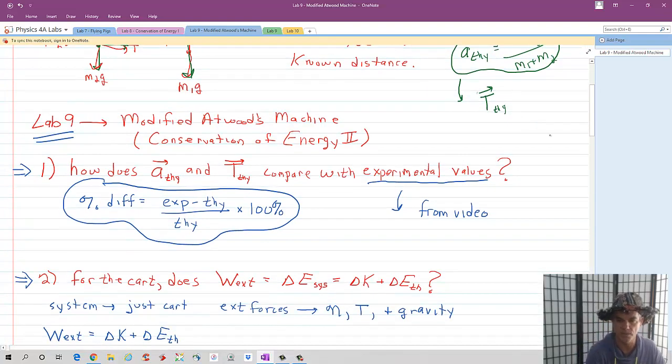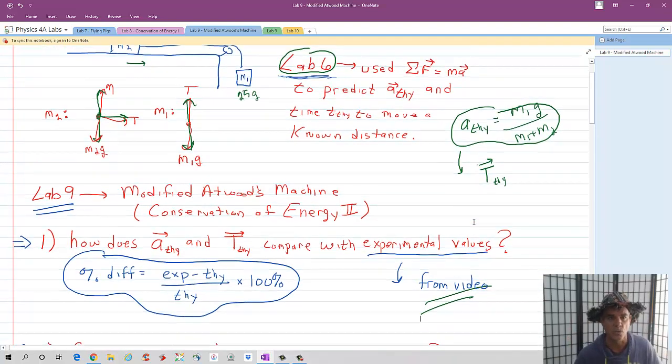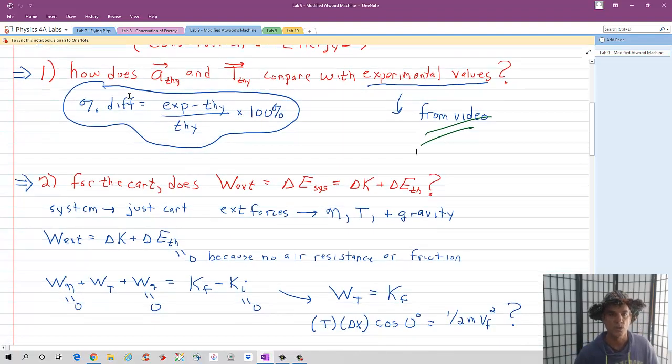So I'm going to give you from the video what the values are for the acceleration, averaged over all 10 trials, and the tension, averaged over all 10 trials. Second thing we're going to look at, I'm kind of calling this part 2, is we're going to define our system as just the cart. Just the cart. Which means that if I look, there are 3 forces acting on the cart. I've got basically, like I said before, the normal force, tension, and mg.